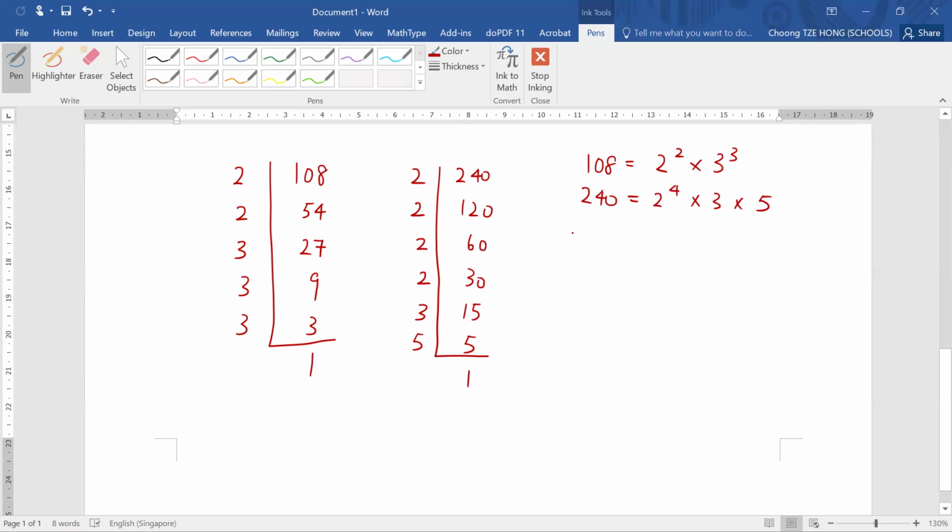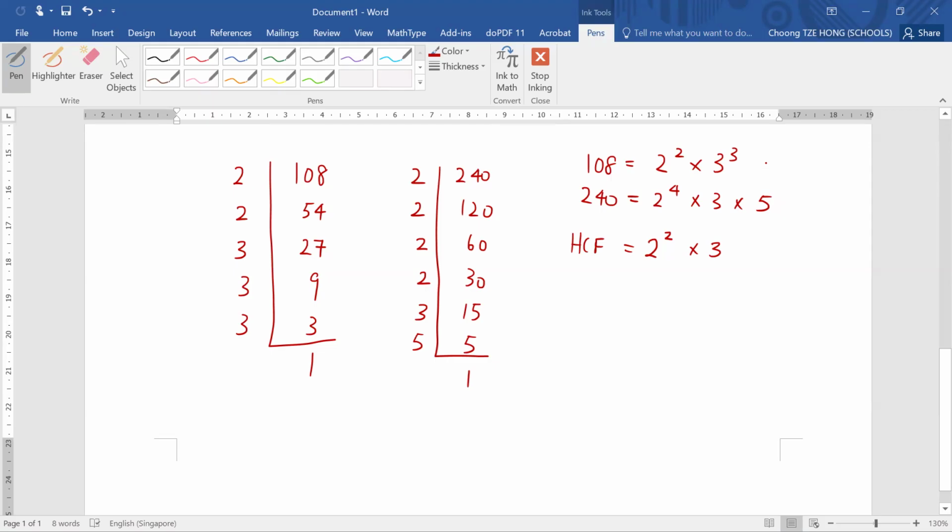Based on what was mentioned earlier, you just compare each and every prime factor. So for 2 squared and 2 power 4, we take the one with the smaller power, so we take the 2 squared. For 3 cubed and 3 power 1, we take the one with the smaller power. This is where you need to take note. If there's a 5 here and there's no 5 here, then the one with the smaller power is no 5, because nothing means it's a 5 power 0.